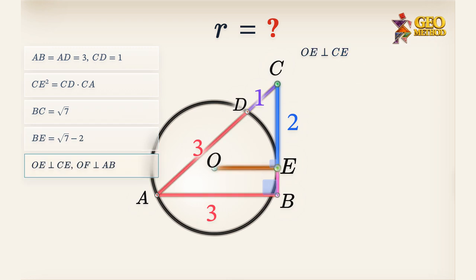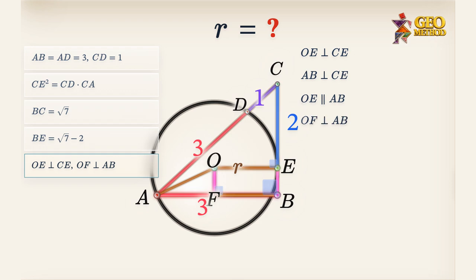Draw segment OE from the center to the tangency point. A radius to a tangent is perpendicular, so this is the first construction that turns the picture into something more useful. Keep both perpendicular facts in view. Segment OE is perpendicular to the tangent, and segment AB is also perpendicular to that same tangent direction. Because both lines are perpendicular to the same line, they are parallel. So segment OE is parallel to segment AB.